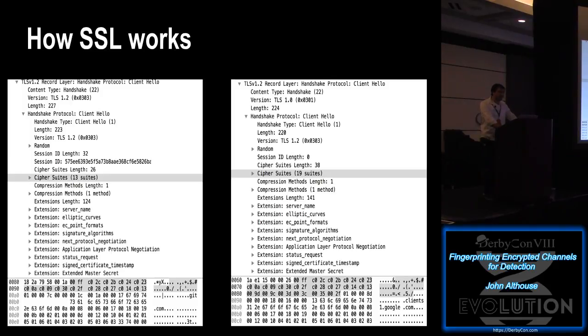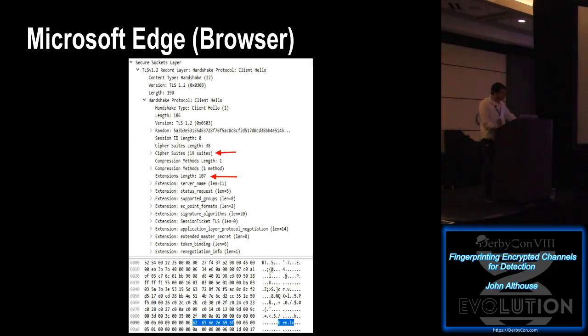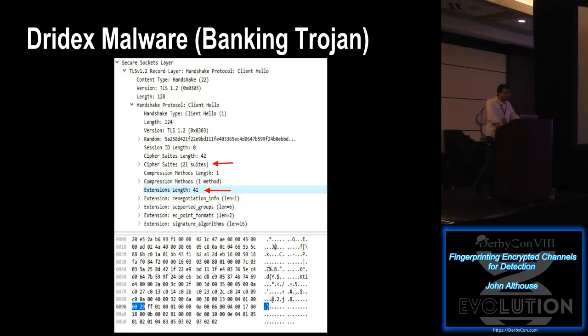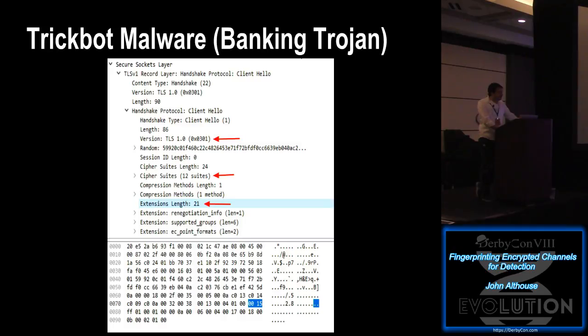So this is a TLS client hello packet. I've got 2 examples here, one on the left, one on the right, 2 different clients. They look the same. However, if you look here, the one on the left supports 13 cipher suites, the one on the right, 19. The one on the left has an extension length of 124, the one on the right, 141. So it looks similar, but they're actually very different. Microsoft Edge browser, for example, has 19 cipher suites, extension length 107. Dridex malware, a banking Trojan, has 21 cipher suites, fewer extensions though. And then TrickBot malware has 12 cipher suites and even fewer extensions.